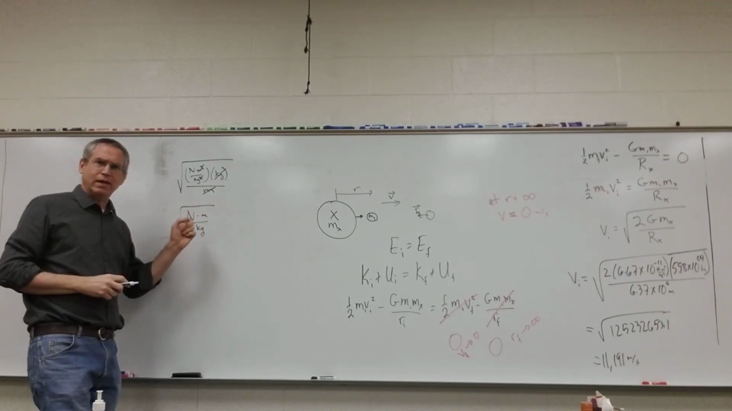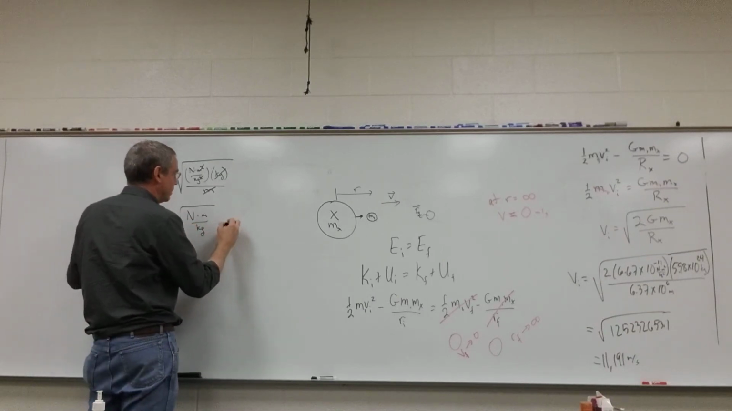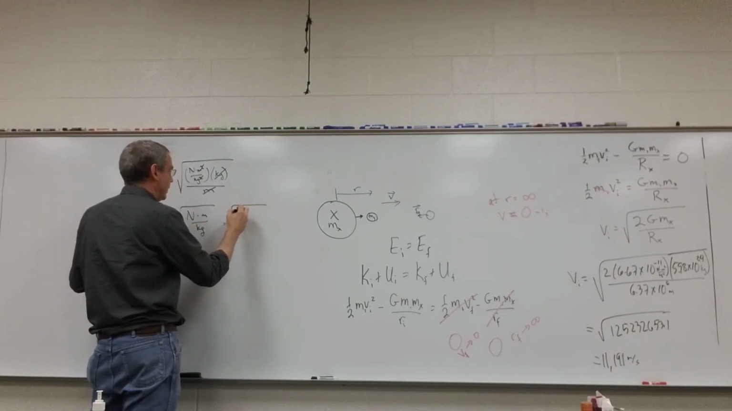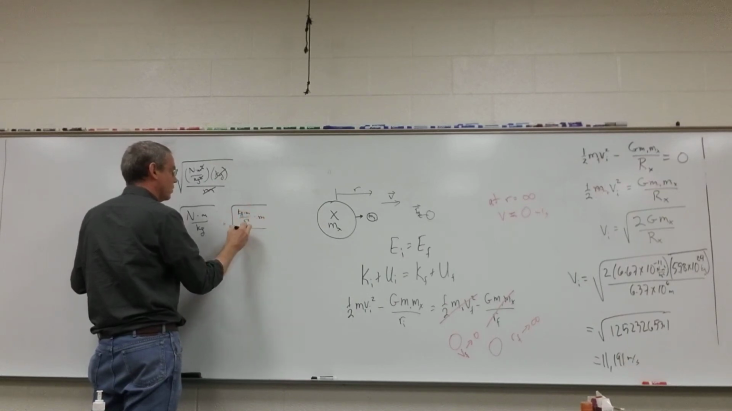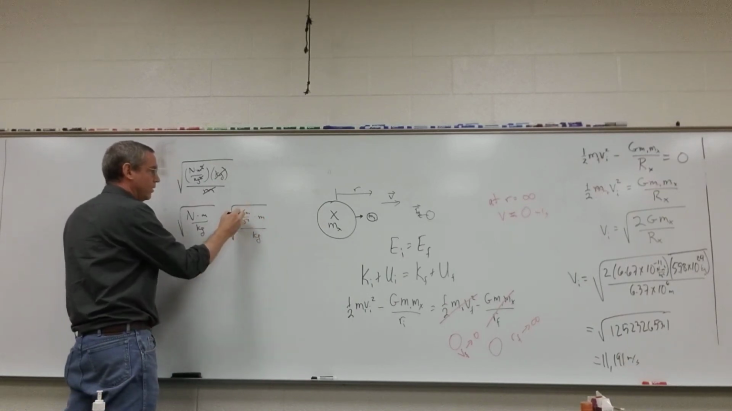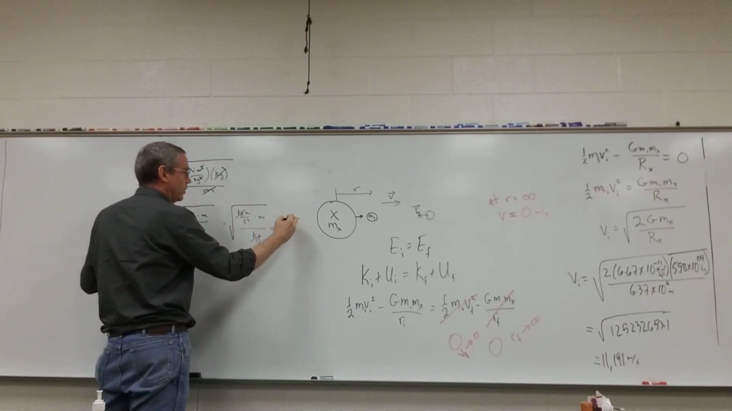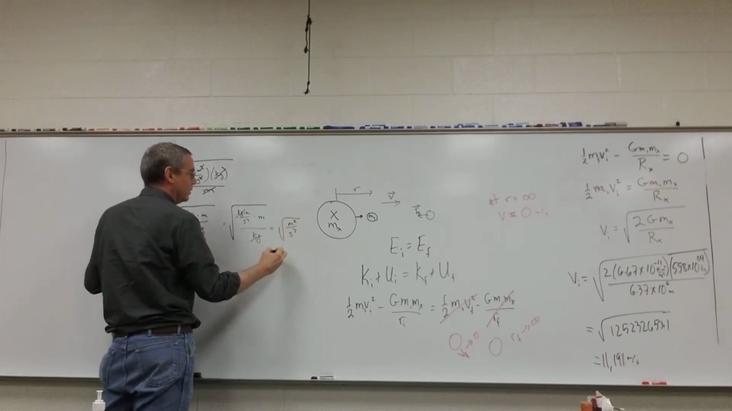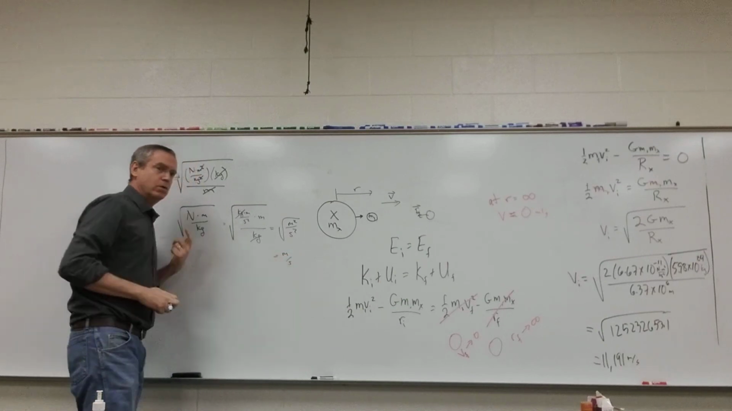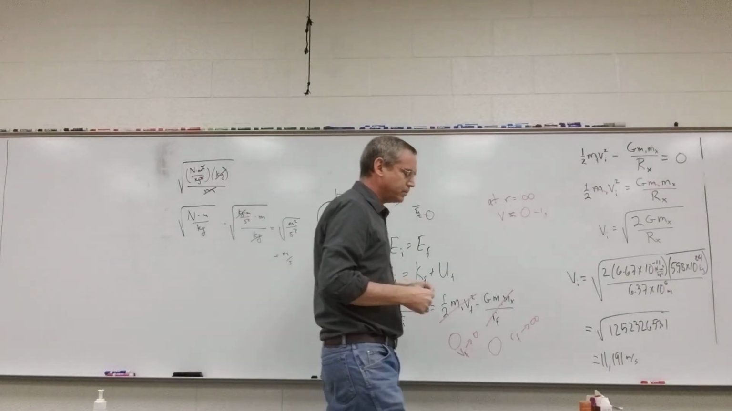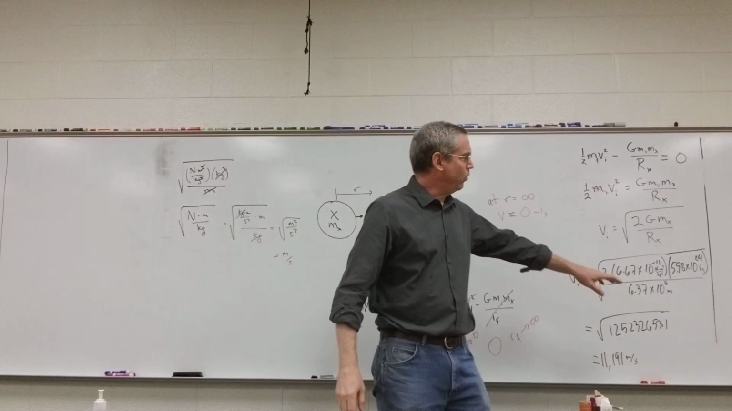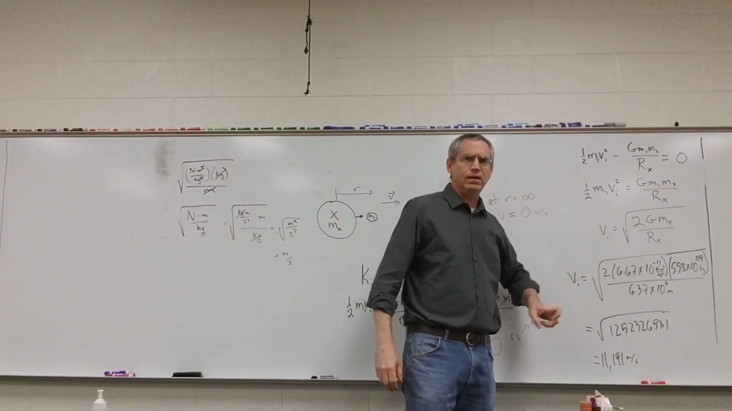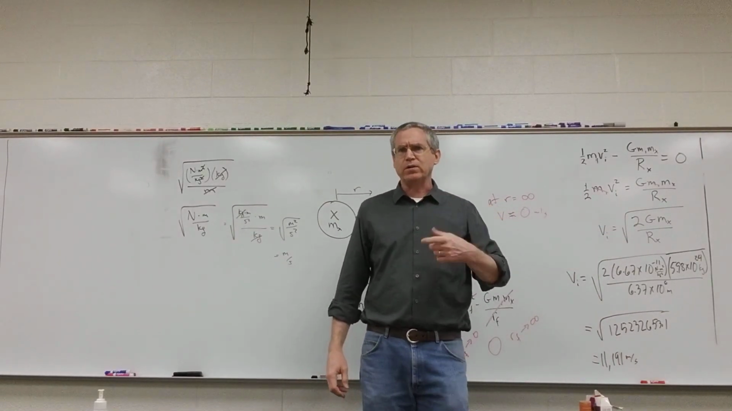A Newton is a kilogram meter per second squared, so this becomes the square root of a kilogram meter per second squared times meters over kilograms. The kilograms cancel out, and I'm left with the square root of meter squared over second squared, which is a meter per second. So that's the units just matching up there. So at this point, we have a formula right here that we'll be using again in the next video when we actually talk about black holes.